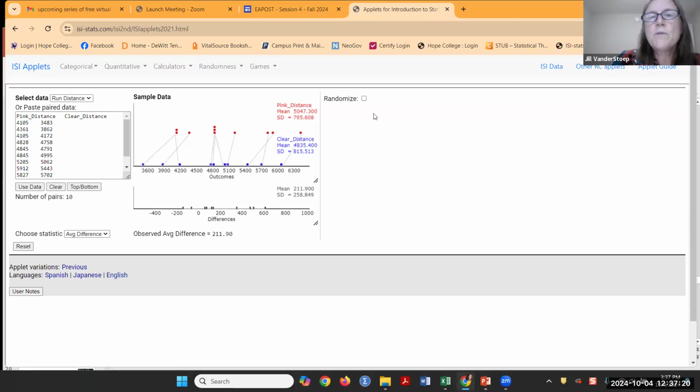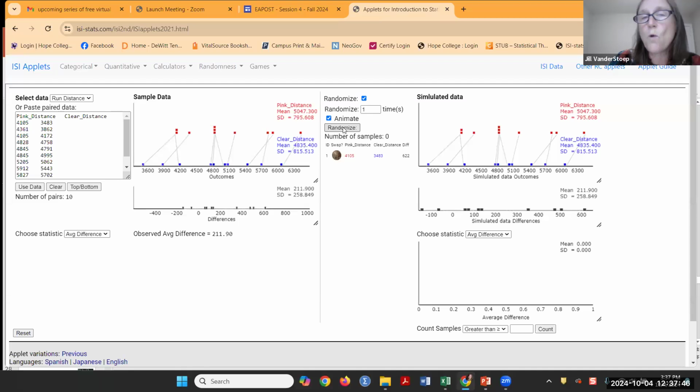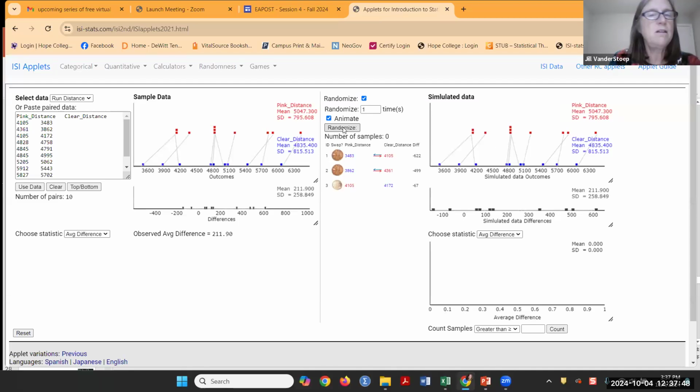So now we want to go up and click randomize. And by the way, one thing I also tell my students in these applets that I love is everything on the left-hand side is the data from the study, and everything on the right-hand side is going to be simulated data. So we want to simulate the null hypothesis, no association between the color of the rinse and the distance run. And if you click on randomize for one repetition, you can see those pennies being flipped.